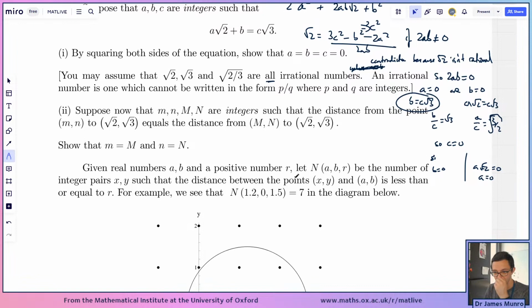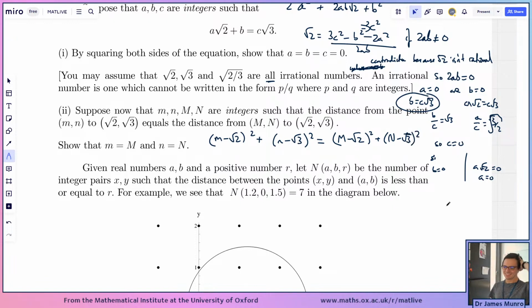Goodness me, right, okay, moving quickly. Part 2: suppose that M and N, big M and big N, are integers such that the distance from the point... oh my goodness, they're the same distance. So let's write down those distances. I'm not going to bother writing down the square roots. It's almost like we shouldn't have the square root in distance. No, that's a hot take. We should definitely have the square root in distance. But things are nicer if you don't write down the square roots.